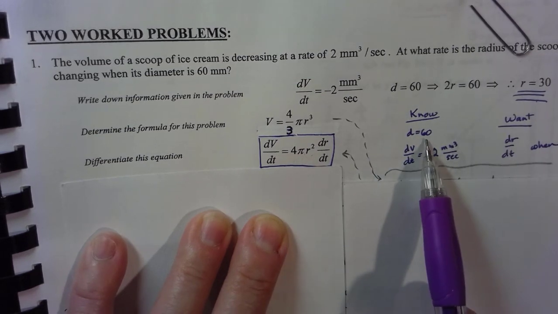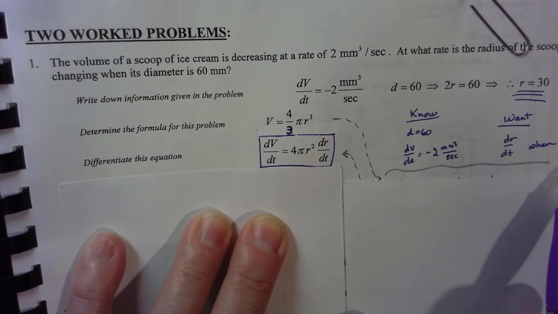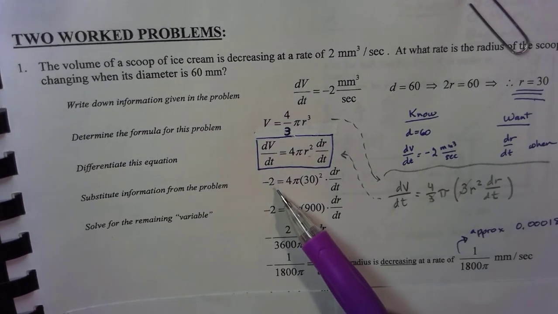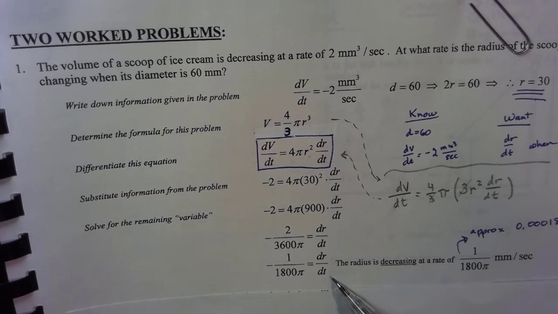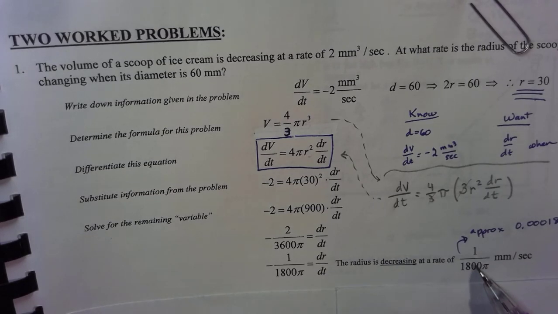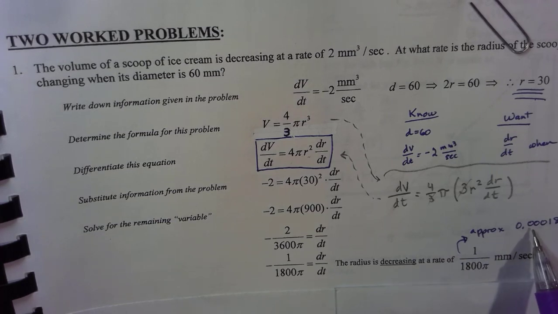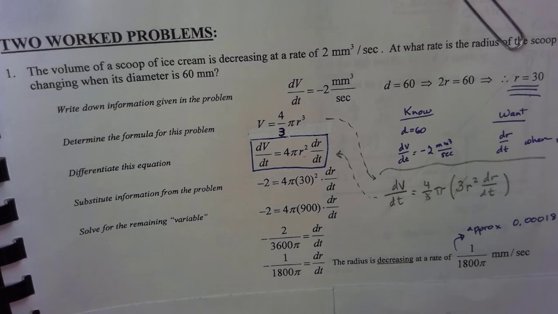So what we know in this problem is we know our volume is here, so that is going to be a negative 2. We know the radius is 30, so that's going to go here, and guess what? We have filled in all the variables except for the one we're looking for. So this leaves us negative 1 over 1800 pi is our rate that the radius is decreasing. Negative 1 over 1800 pi millimeters per second. Notice that radius is a linear measurement, so the unit is millimeters to the first power. And that would be about 0.00018 millimeters per second. It's not going to last too many minutes because, of course, we're going to eat it.